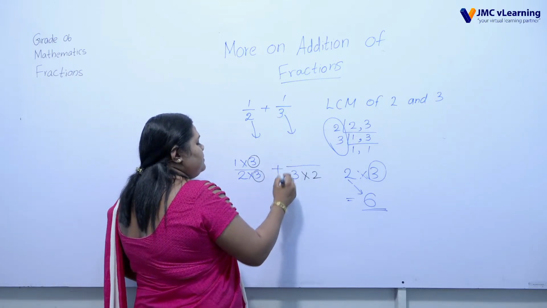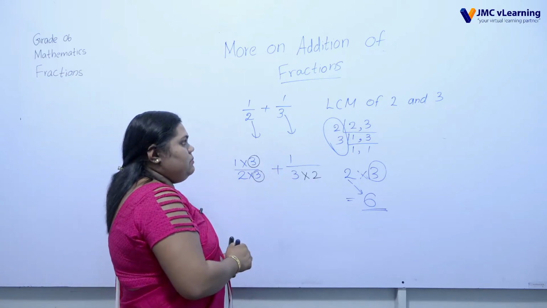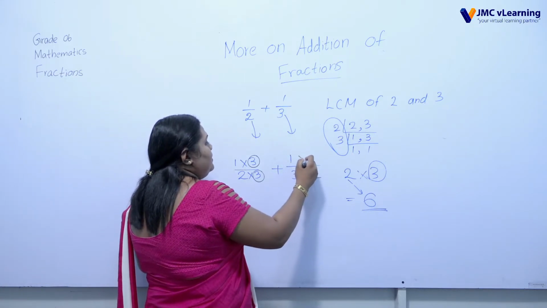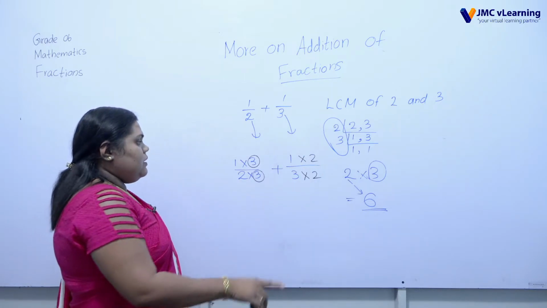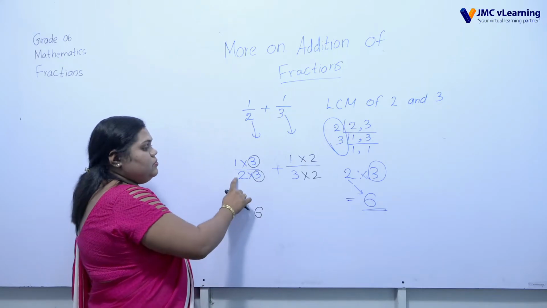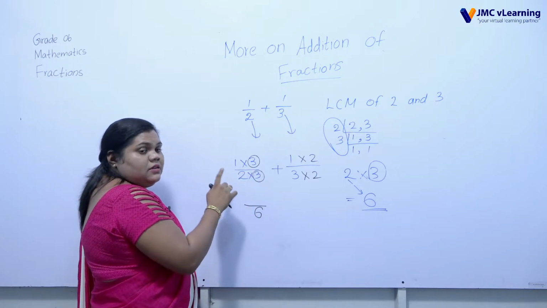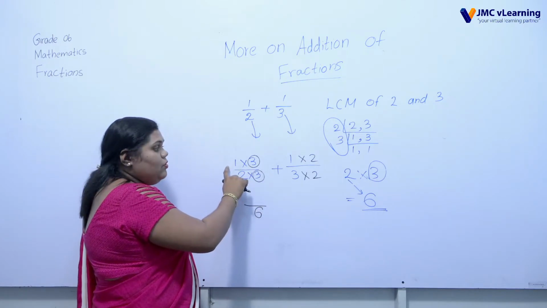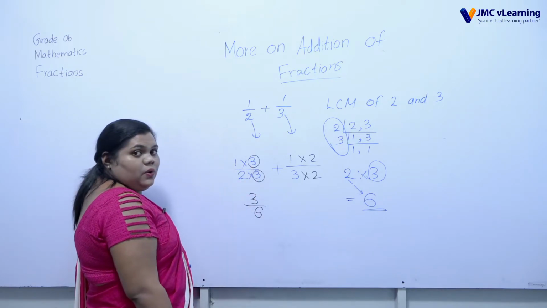Now if we do something to the denominator, the numerator also has to do the same thing. It means this 1 also has to be multiplied by 2. 2 times 3, 6. Then you multiply the numerators. 1 times 3, 3. Okay.